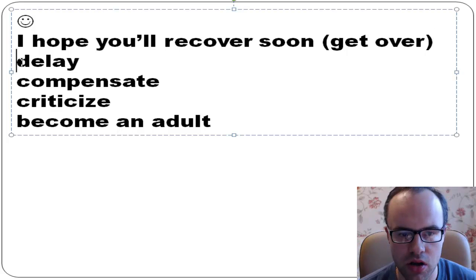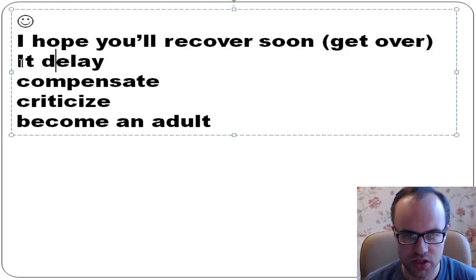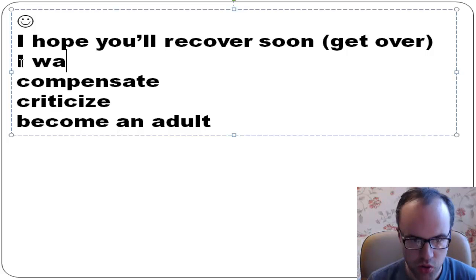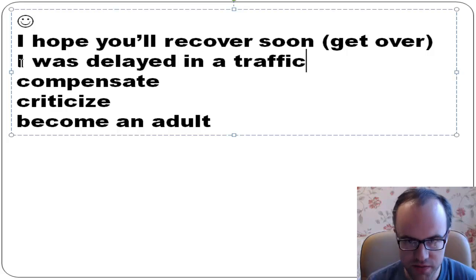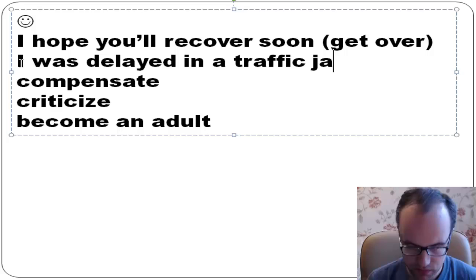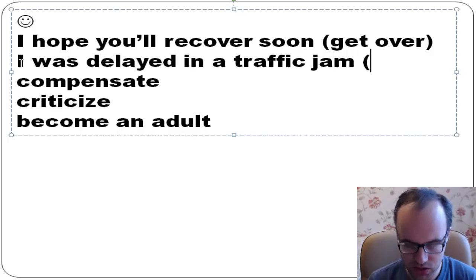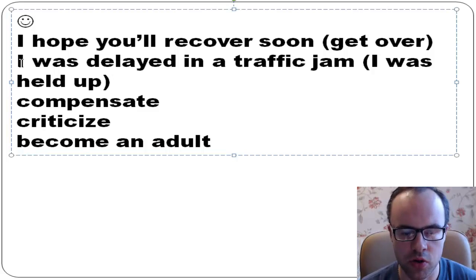Delay. For example, it delayed me. Or I was delayed in a traffic jam. So it took me more time than I had expected. I was delayed in a traffic jam. It means I was held up. Held up. So, such a nice phrasal verb.